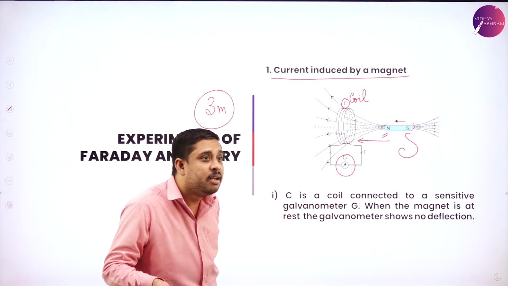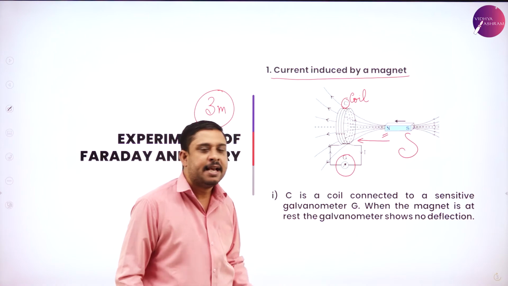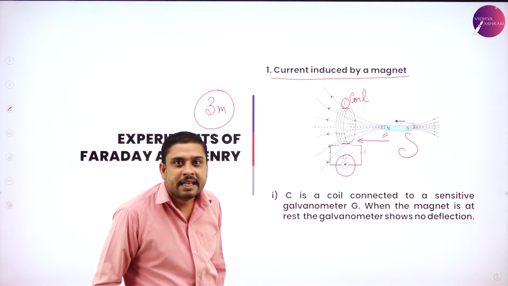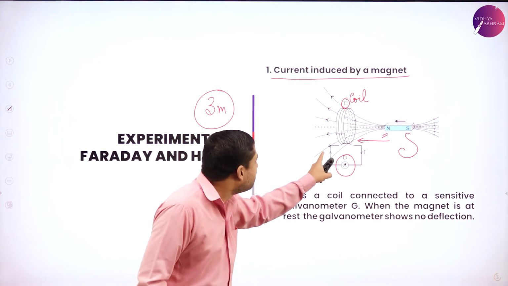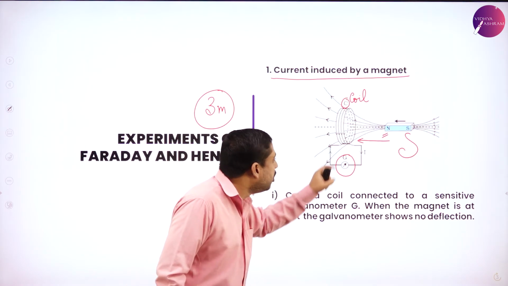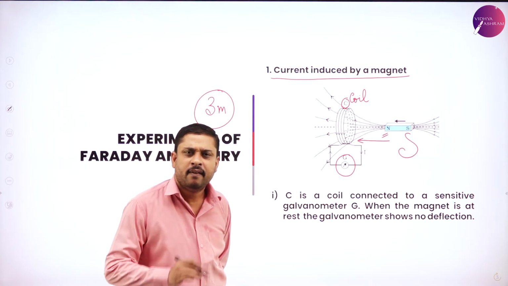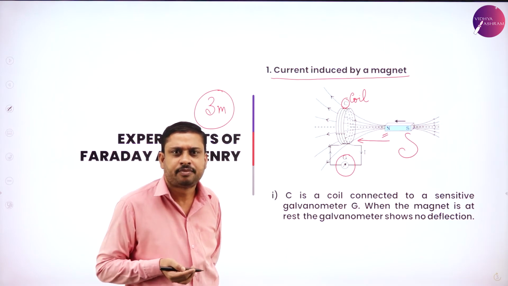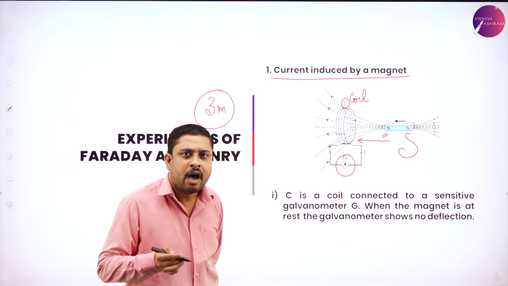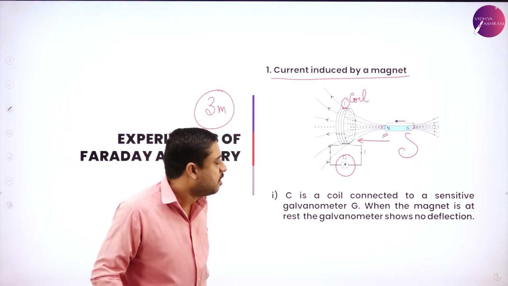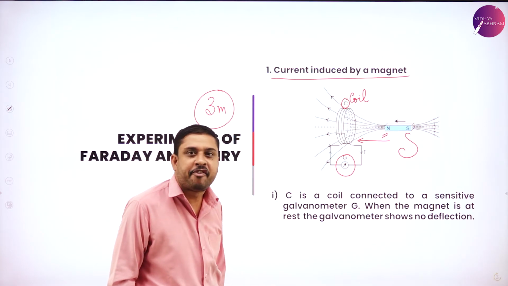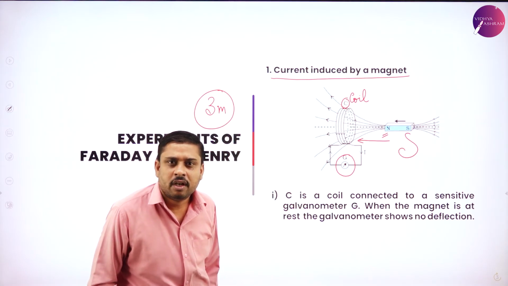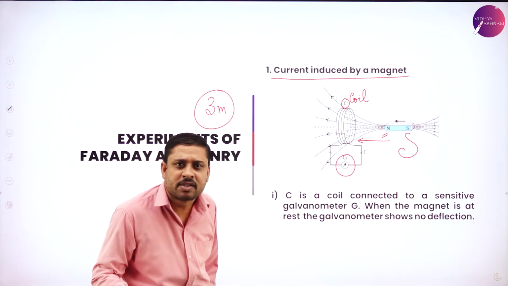What does that mean? There has to be some current flowing through the circuit. There has to be some EMF induced in the circuit. Very astonishing. I don't have a source of EMF. I don't have a potential source, but still EMF is induced. Current is induced. How is this possible?